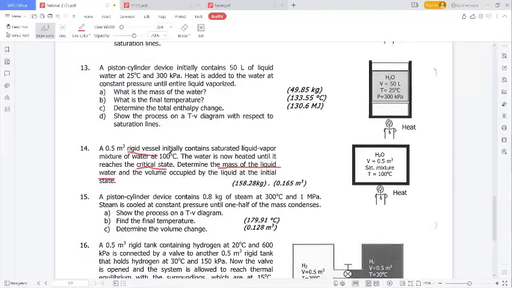Today I'm going to answer question number 14. A 0.5 meter cube rigid vessel initially contains a saturated liquid-vapor mixture of water at 100 degrees C. The water is now heated until it reaches the critical state. Determine the mass of the liquid water and the volume occupied by the liquid in the initial state. So the system is just simple.